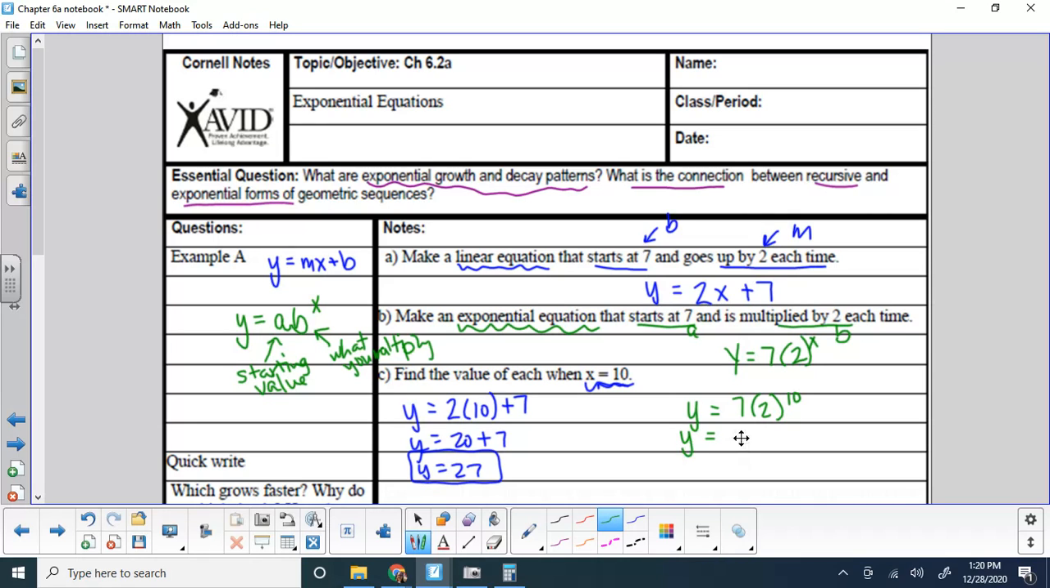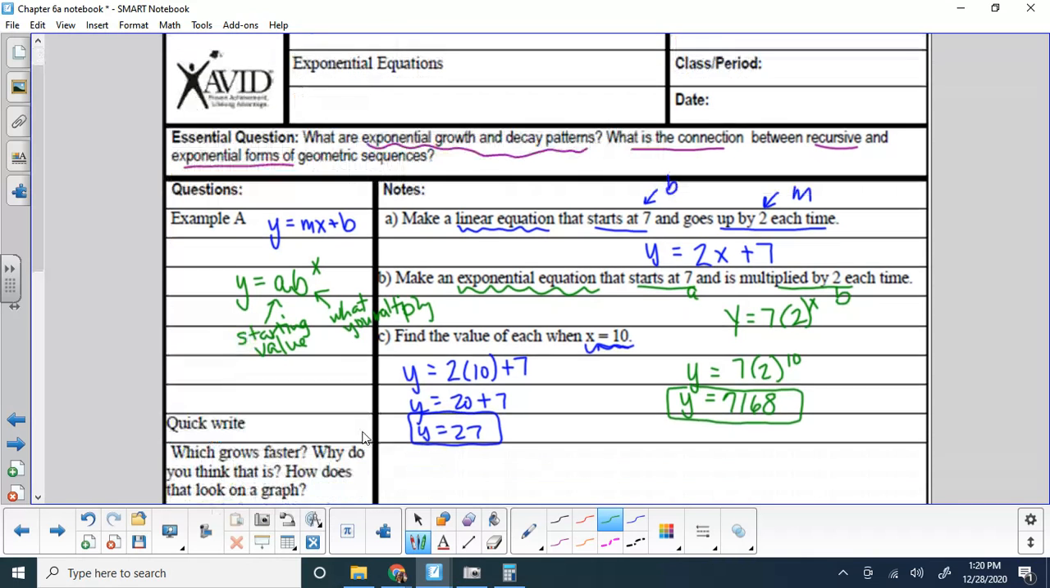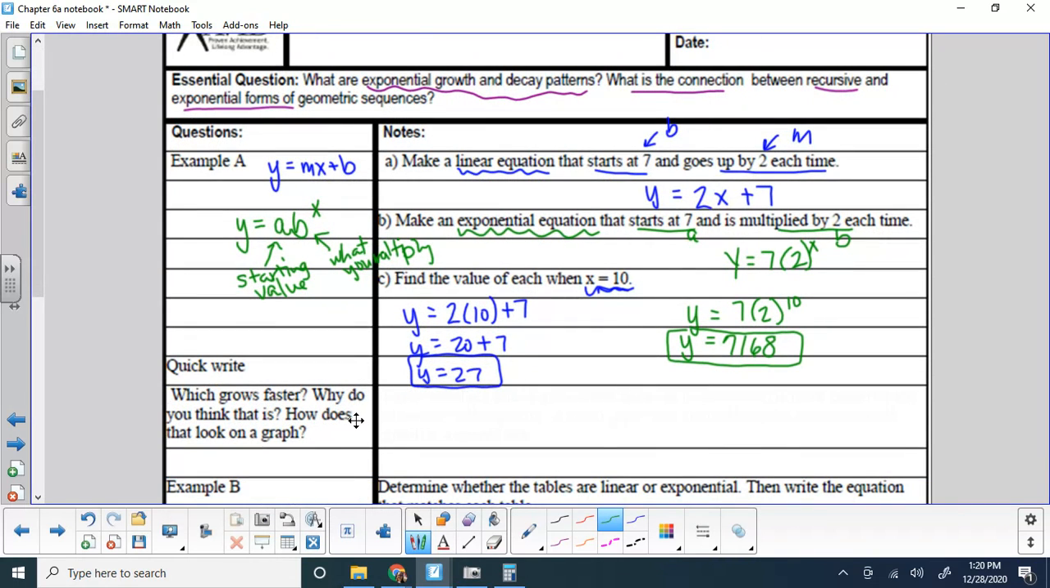For this type of problem, I like to just type it into my calculator. And when I typed this into my calculator, I got 7,168. That's a really large number in comparison to the other one. Take a minute and write down why you think this happened.